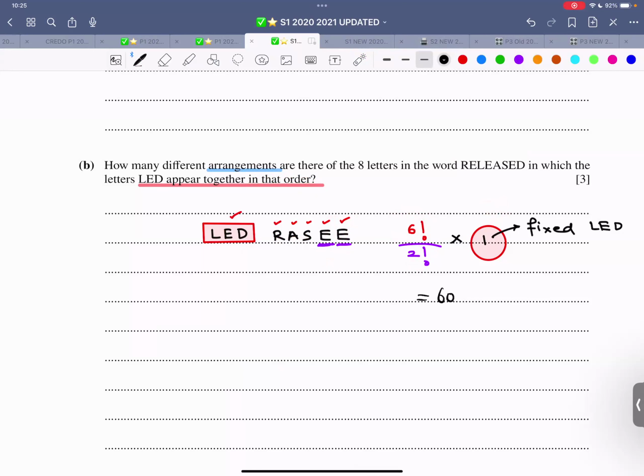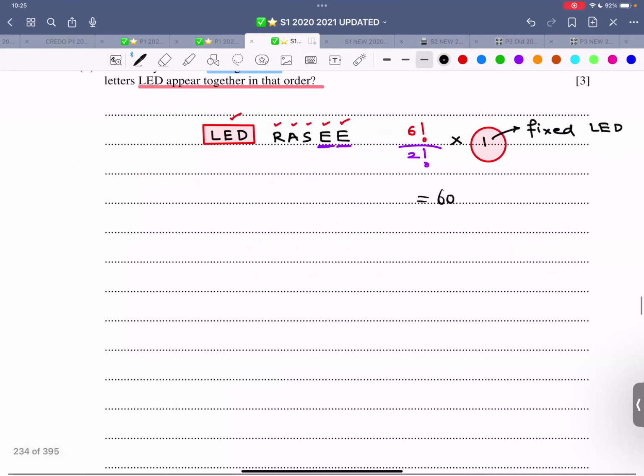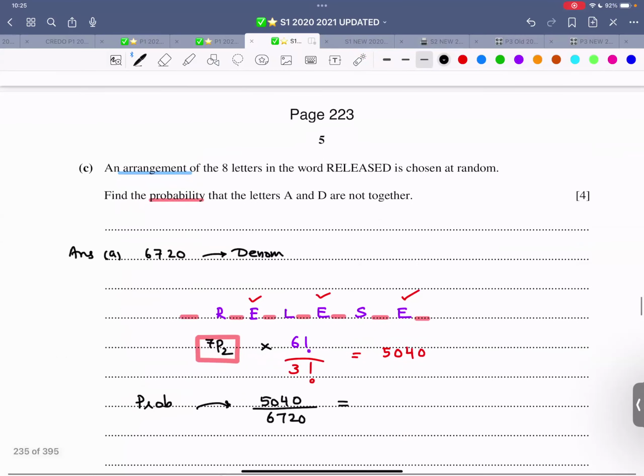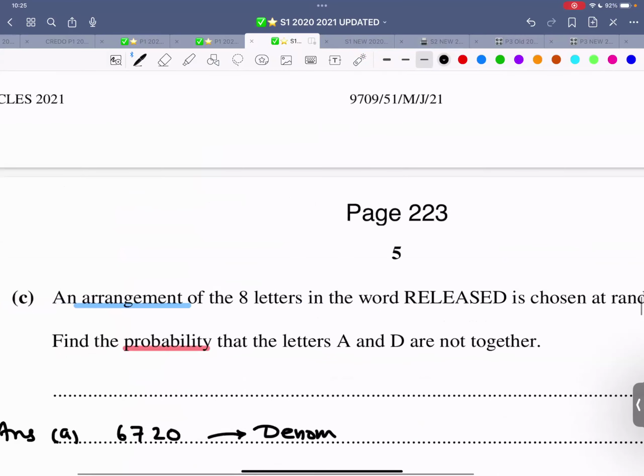Now this thing is done. Let's move to the next page. There is also the arrangement thing. Now I would like you to first go through this. Just read the question, figure it out for yourself. What exactly are they asking for?